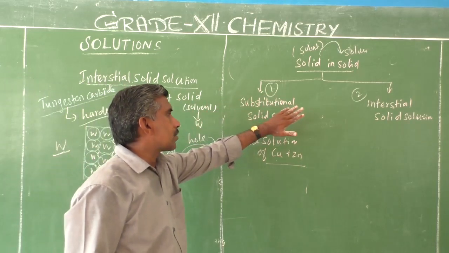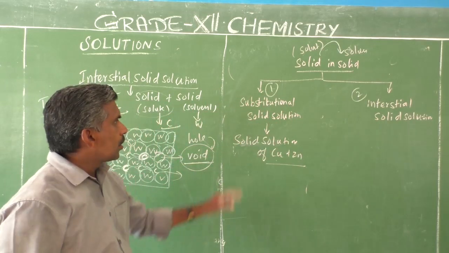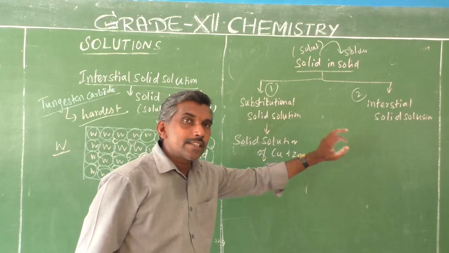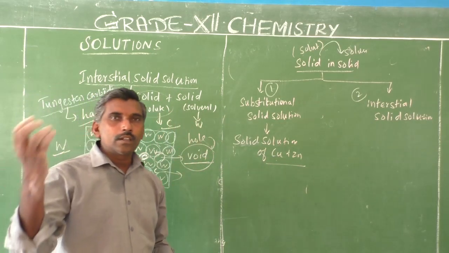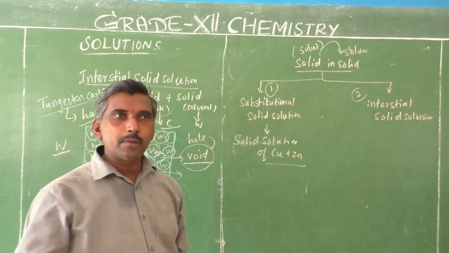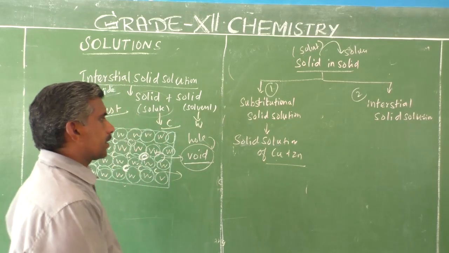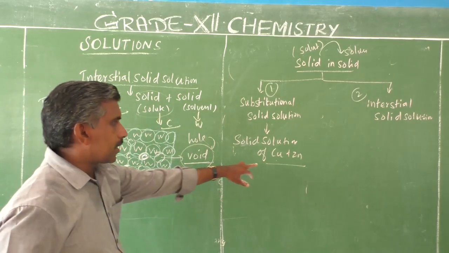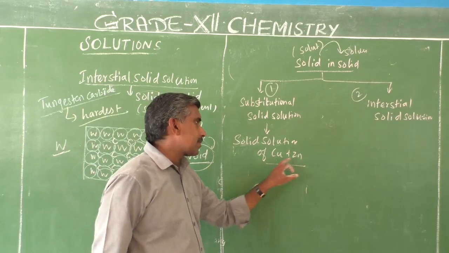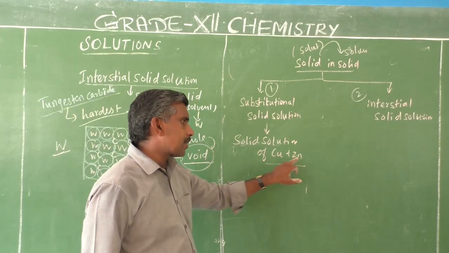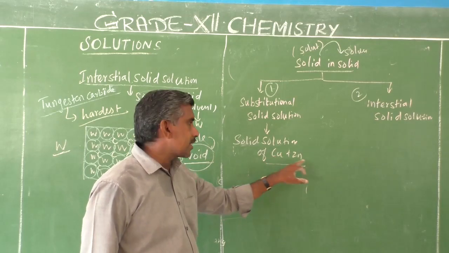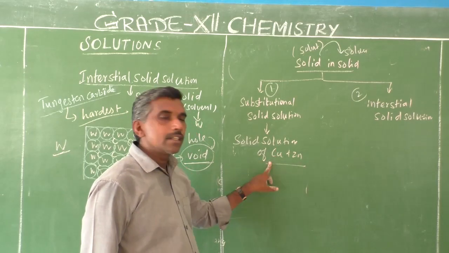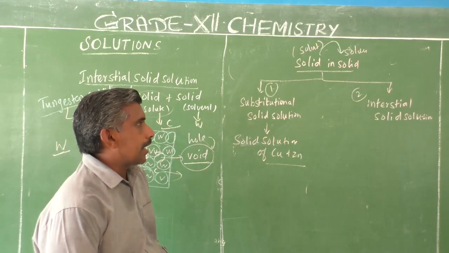So solid solution has two categories of solid in solid. One is substitutional solid solution, the second is interstitial solid solution. Substitution means one metal atom is replaced by another metal or another solid. For example, a solid solution of copper and zinc. Here the solvent is copper and zinc is the solute. In this metal, some copper atoms are missing and substituted by zinc. That is a substitutional solid solution.